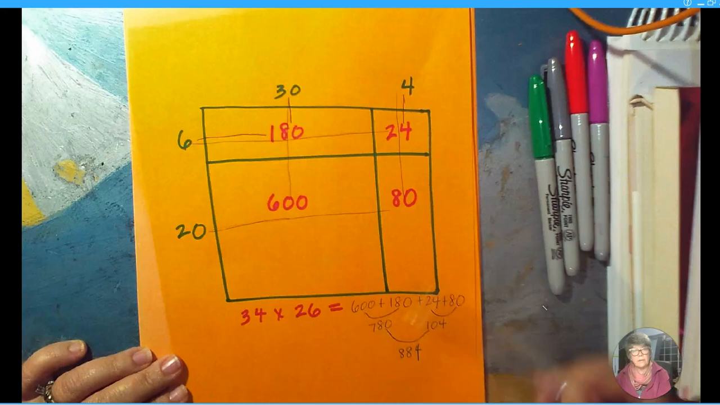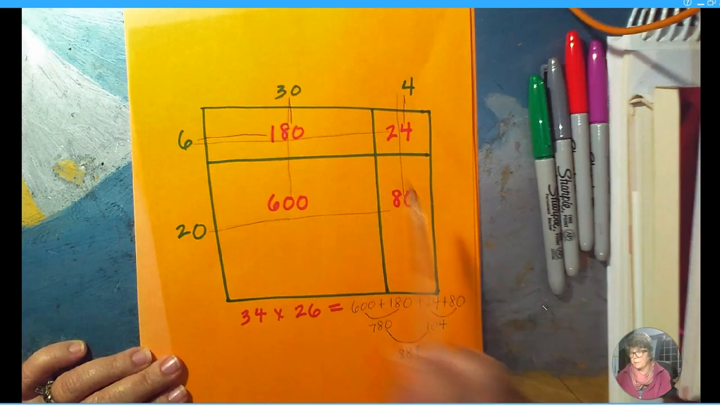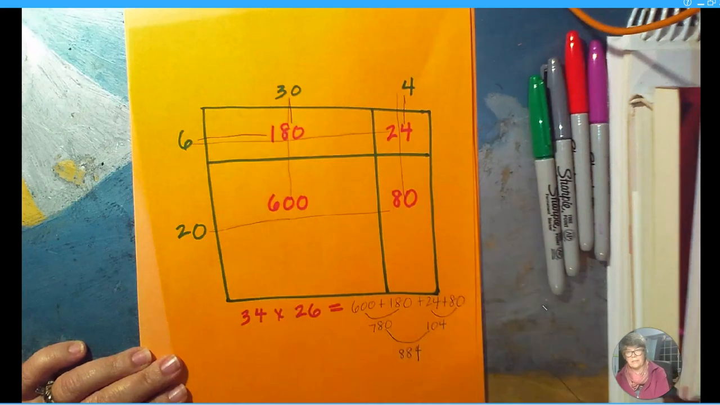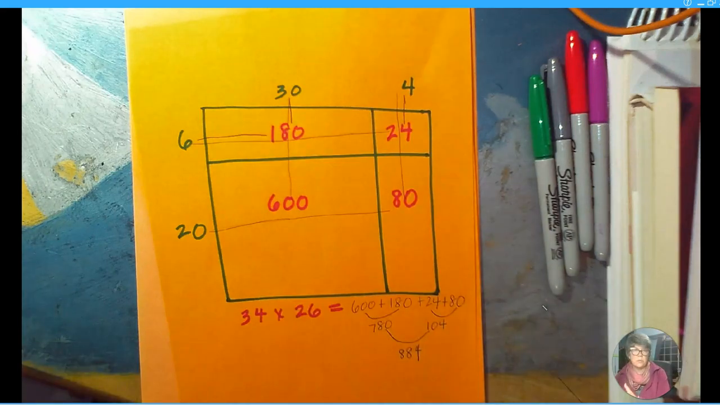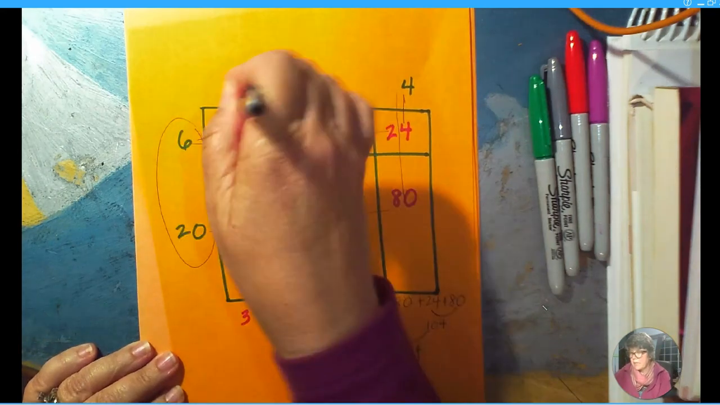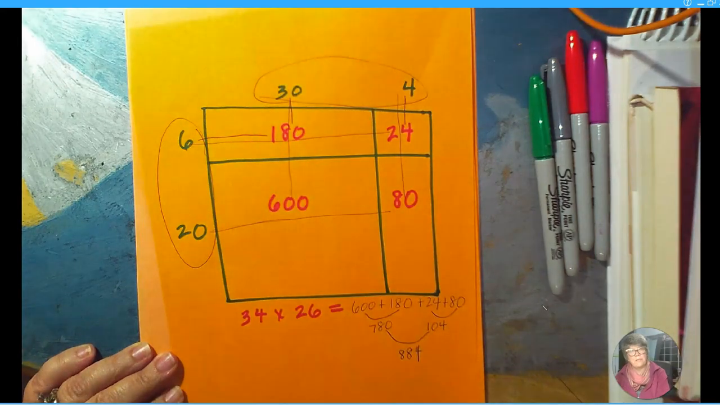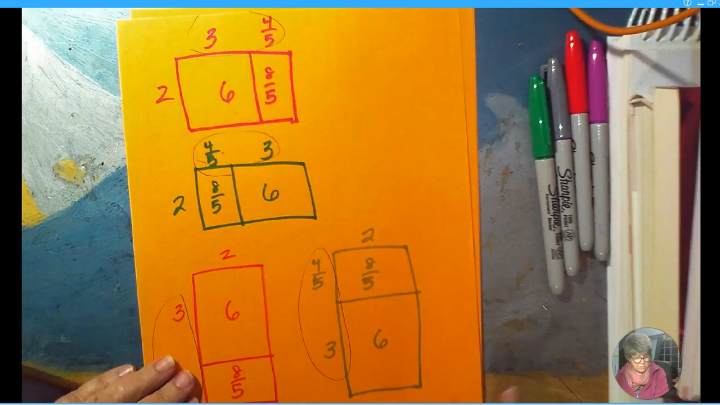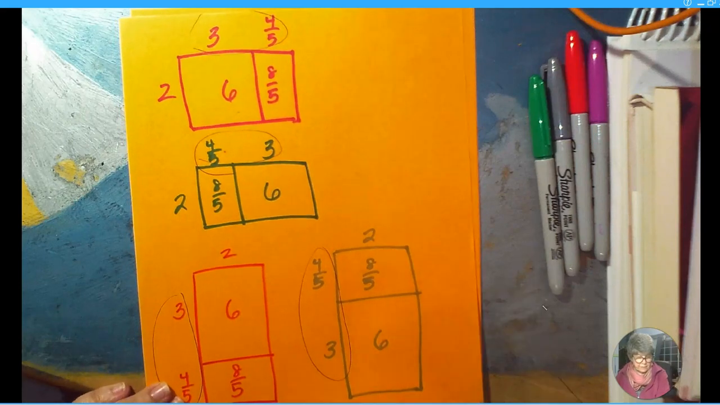Because when we're thinking area, we're thinking about this side times this side. Like we said before, you can switch those two, but you do have to make sure that it comes together, the 20 and the 6 and the 30 and the 4, because it's 34 and 26. So I just wanted to show that to you so you can see that there are different ways that you can do the area model. In this case, we have a whole number and a fraction.